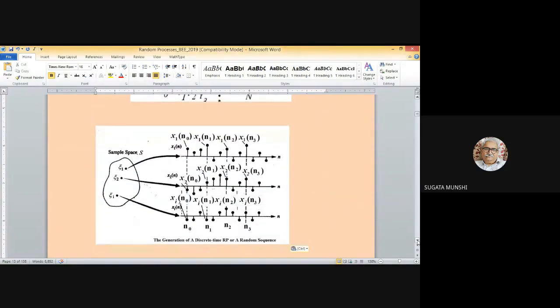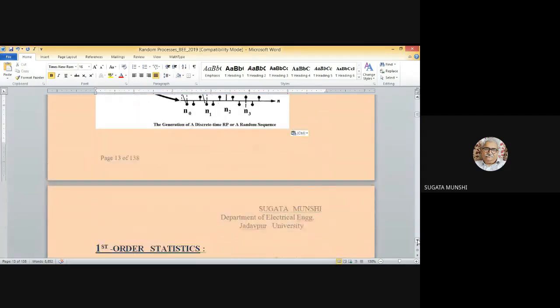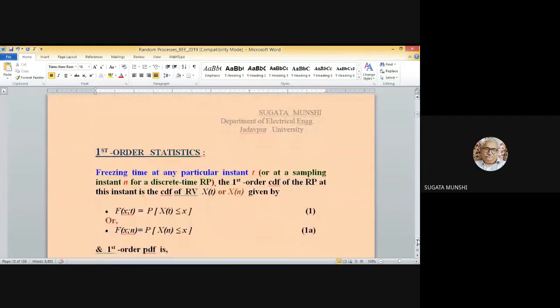discrete time continuous amplitude signal, if you freeze your attention to a particular instant n1, then small x1 n1, small x2 n1, small x3 n1, etc., up to small xi n1, they will be the values assumed by a random variable capital X with argument n1 or capital X1, same thing. So the first order statistics is obtained by freezing your attention to a particular instant t or at a sampling instant n for a discrete random process.